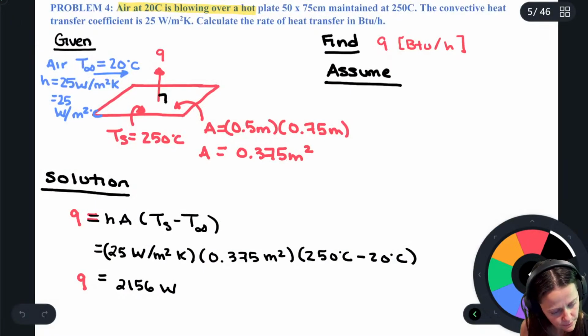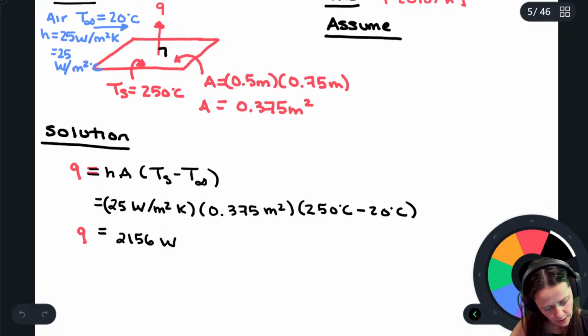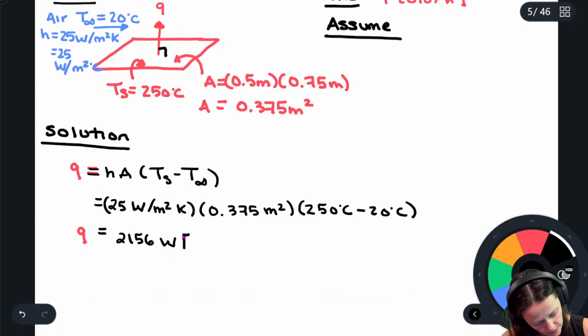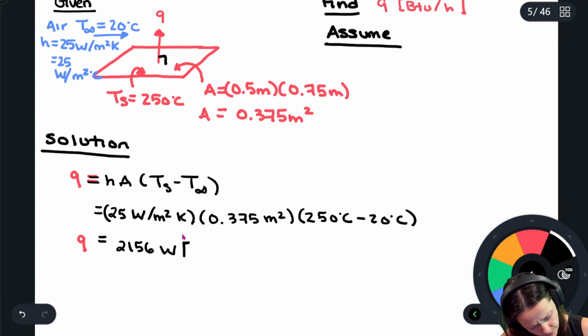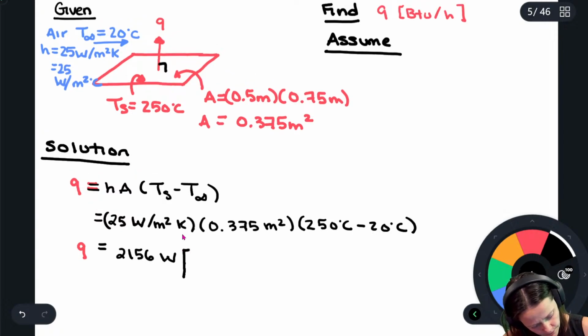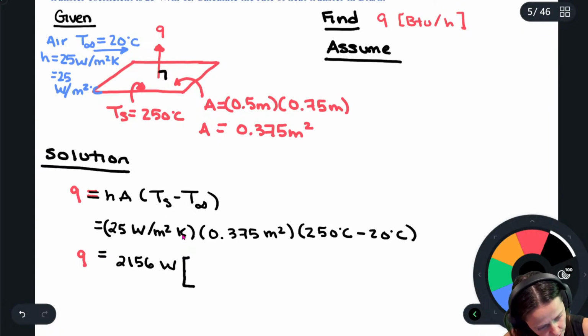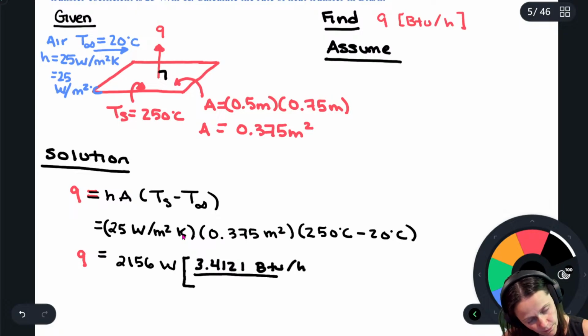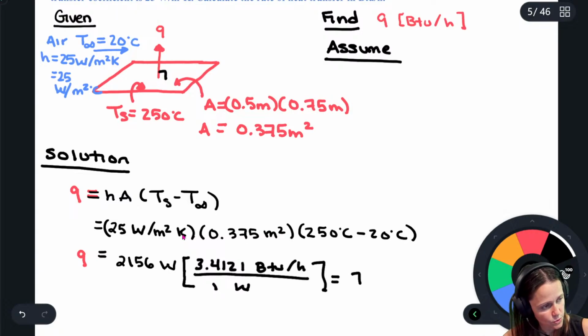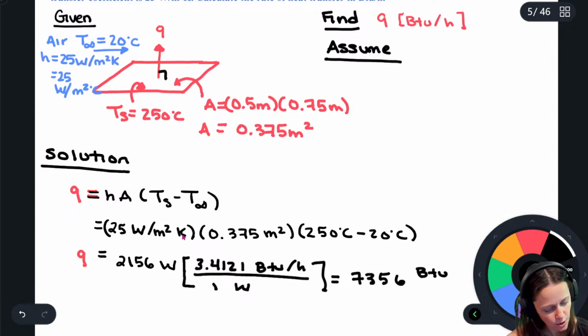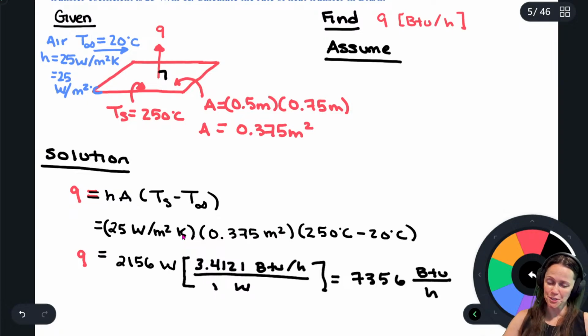All right, so I do need to, sorry about that. So 3.4121 BTU per hour per 1 watt. Perfect. So I've got 7356 BTU per hour. Perfect.